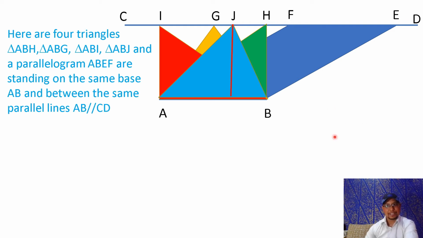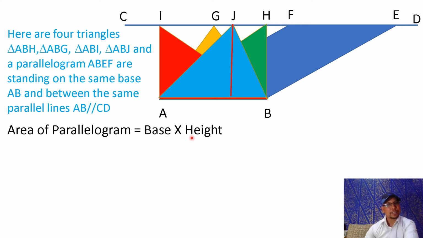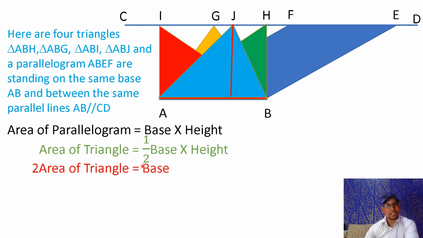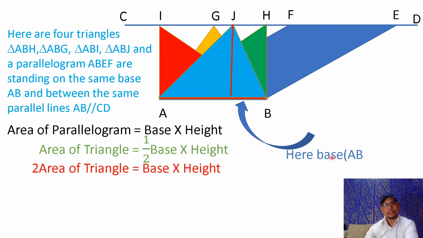Okay students, now let's look here. We know that the area of a parallelogram is always base into height. We also know that the area of a triangle equals half base into height. As these two are cross multiplied, it gives you 2 area of triangle equals base into height. Okay students, now you look here. This AB is the base of all these figures. Here base AB is the same for all these figures.